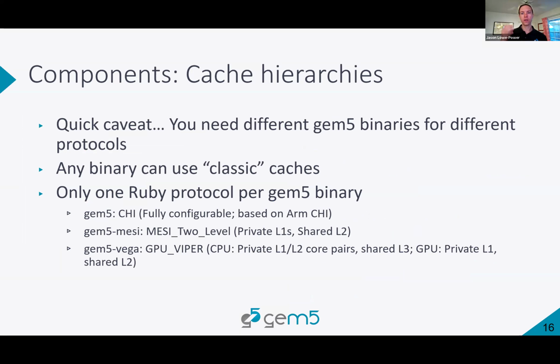Quick caveat here. When you're choosing different cache hierarchies, you actually need different gem5 binaries. If you're using classic, you can use any gem5 binary, but if you're using Ruby or CHI, then you have to use that particular binary. So in the development environment that we have in the codespaces, I have 3 different gem5 binaries for you. gem5, which is using CHI. gem5 MESI, which we've already used, which uses a MESI two-level protocol in Ruby. And then there's another one, gem5 Vega, which is going to be used this afternoon as we're doing the GPU stuff, which uses the GPU Viper protocol.